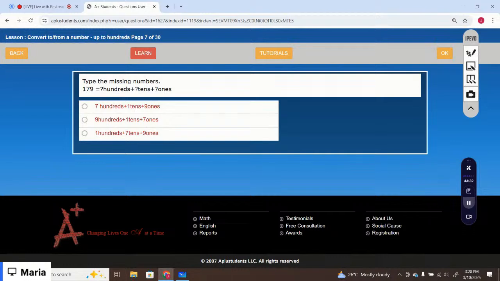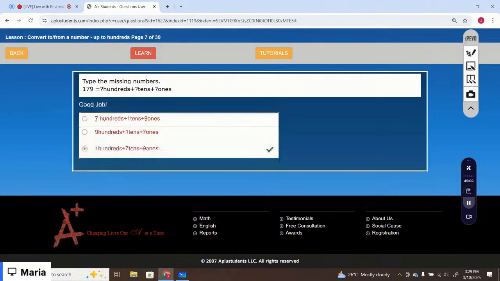Type the missing number 179. That is 100, 7 tens, and 9 ones. Option number three is the correct option.